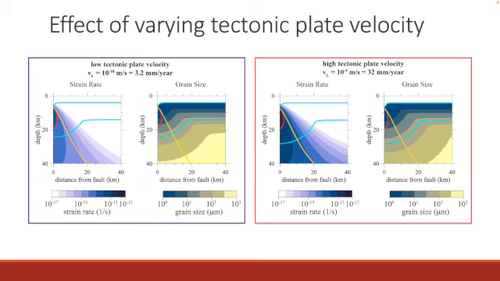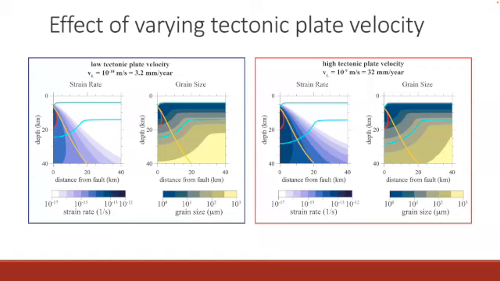in Southern California. The figures on the left are for a lower tectonic plate velocity of 10 to the minus 10 meters per second, or 3.2 millimeters per year, comparable to the Elsinore Fault in California. These encompass the range of plausible strike slip fault velocities. Higher tectonic plate velocity leads to a higher strain rate. This produces a deeper brittle-ductile transition and deeper onset of the shear zone. It also decreases the grain size by about a factor of 2.